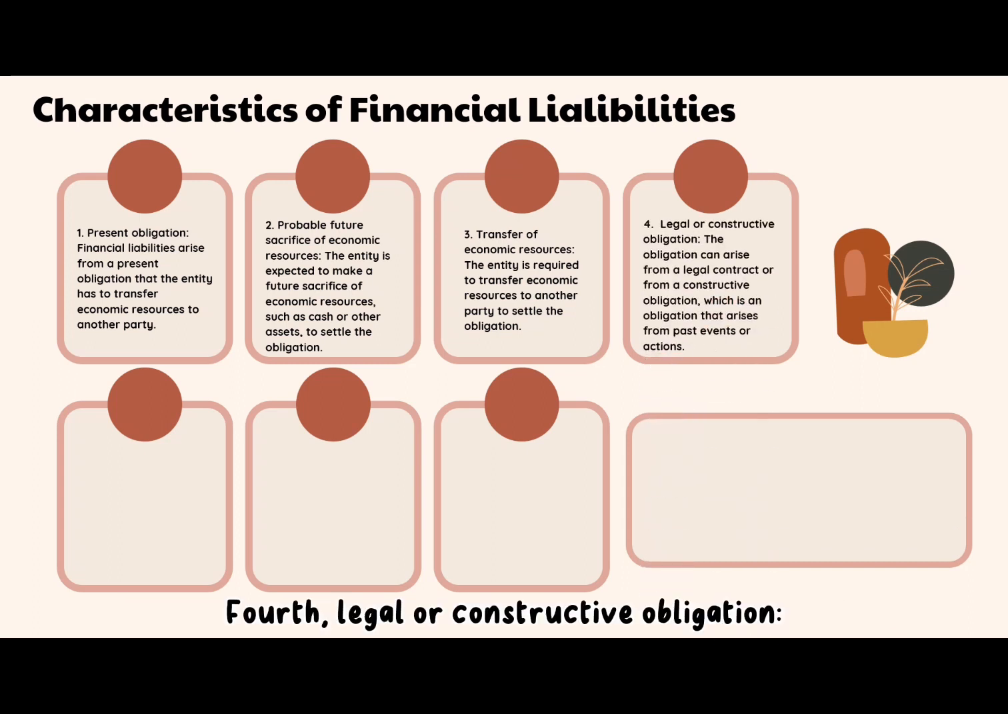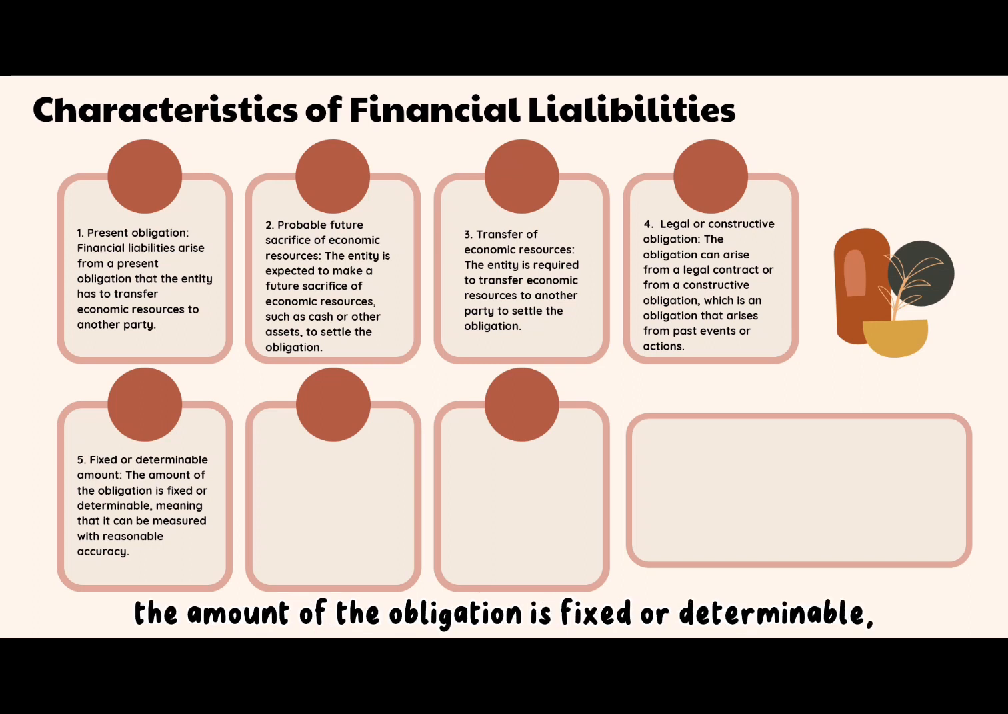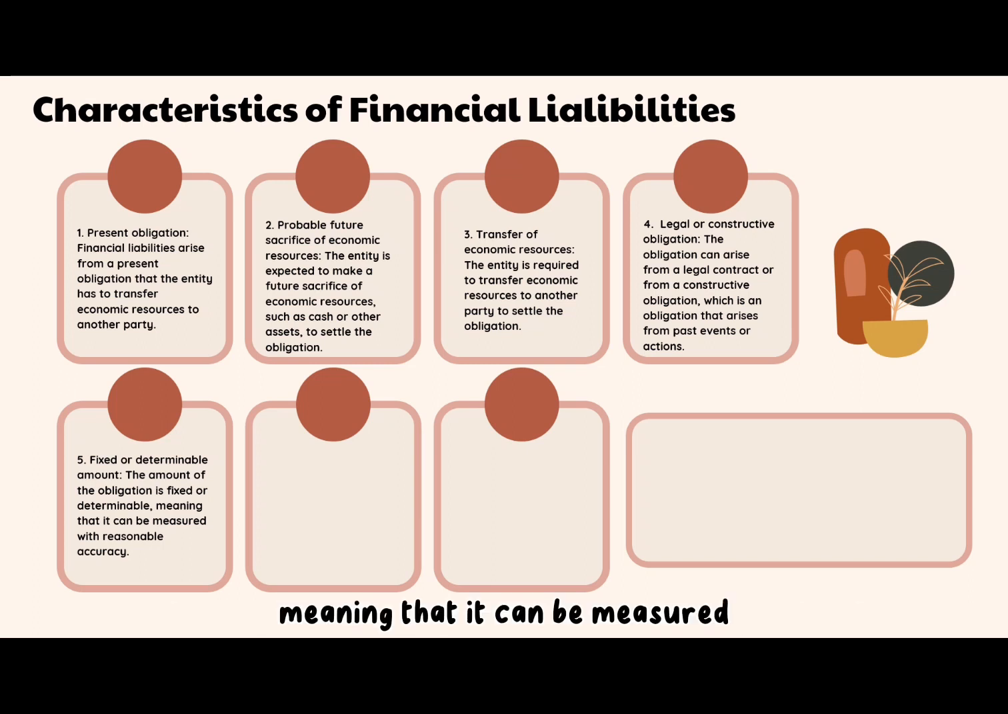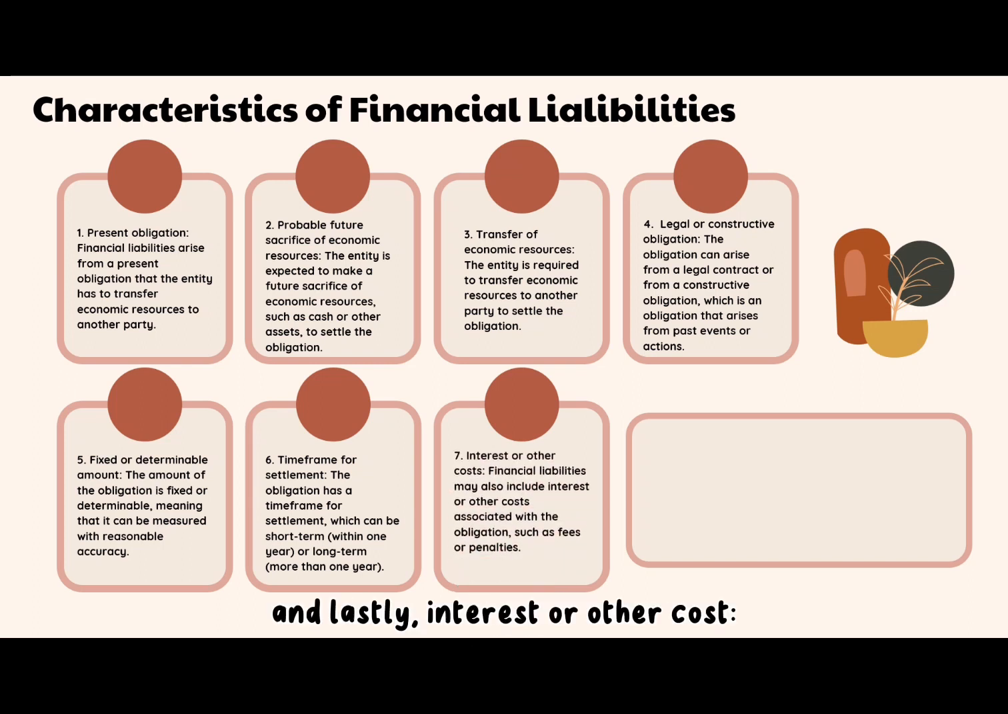Fourth, legal or constructive obligation. The obligation can arise from a legal contract or from a constructive obligation, which is an obligation that arises from past events or actions. Fifth, fixed or determinable amount. The amount of the obligation is fixed or determinable, meaning that it can be measured with reasonable accuracy. Sixth, time frame for settlement. The obligation has a time frame for settlement, which can be short term, within 1 year, or long term, more than 1 year. And lastly, interest or other costs. Financial liabilities may also include interest or other costs associated with the obligation, such as fees or penalties.